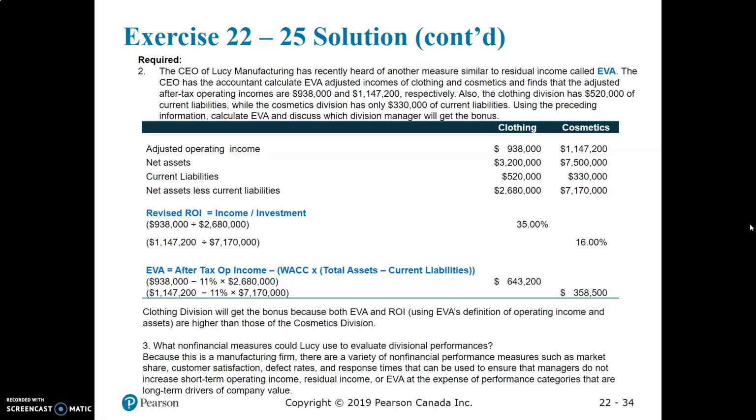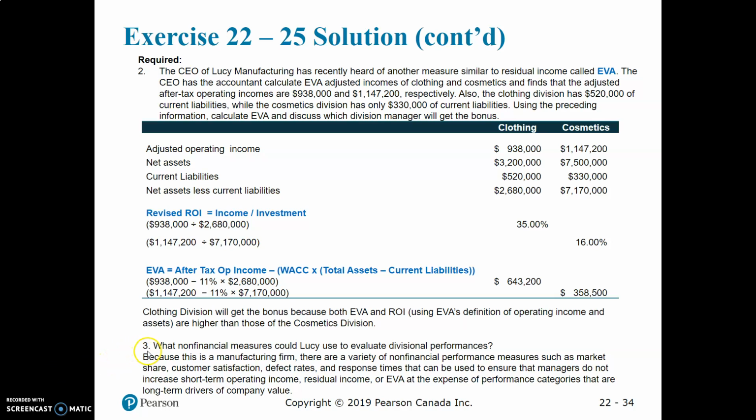So in conclusion, if the CEO of Lucy Manufacturing introduces EVA, or economic value added, as the performance measure, then it is quite clear that the clothing division, which has the higher EVA of $643,200, will receive the bonus.